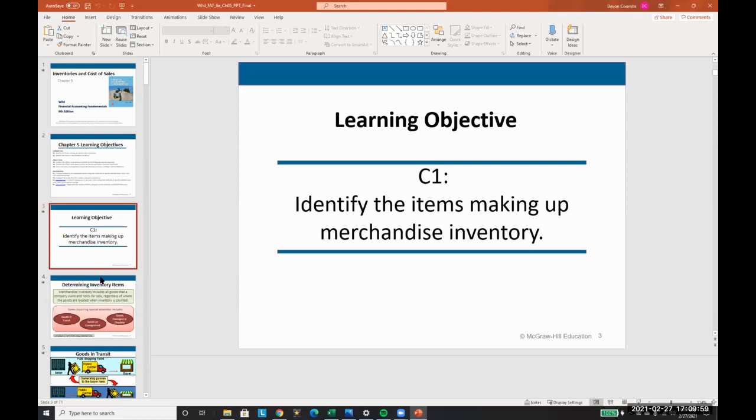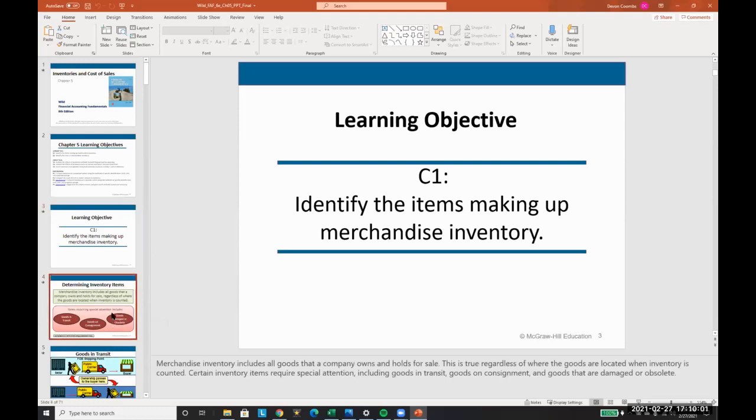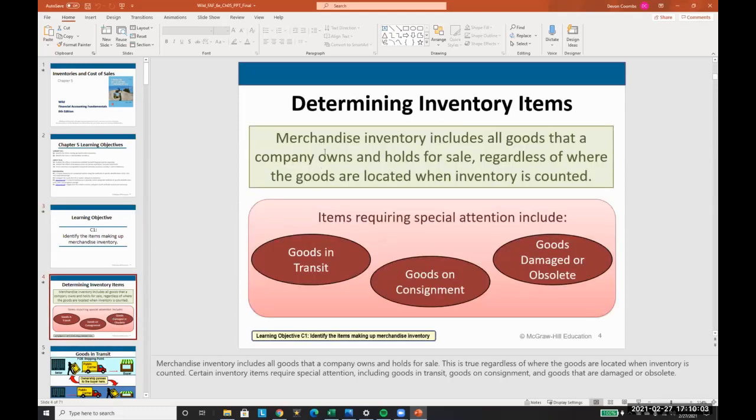So let's first talk about what makes up inventory items. Merchandise inventory includes all the goods that a company owns available for sale. So anything that we might sell to our end users.